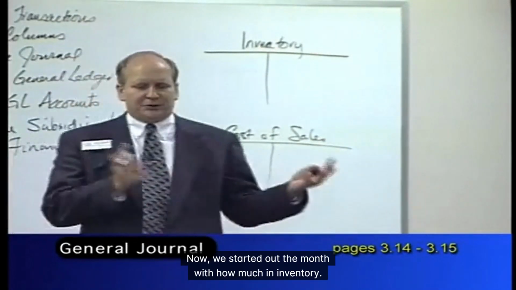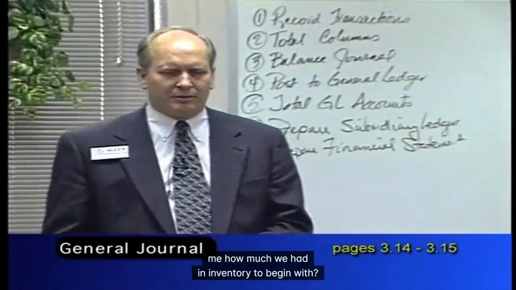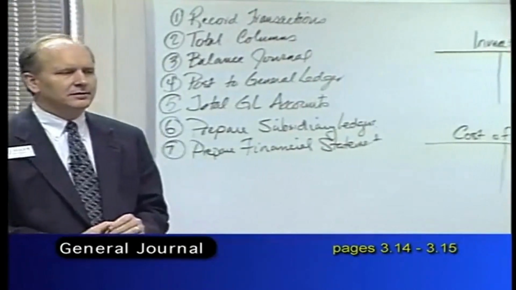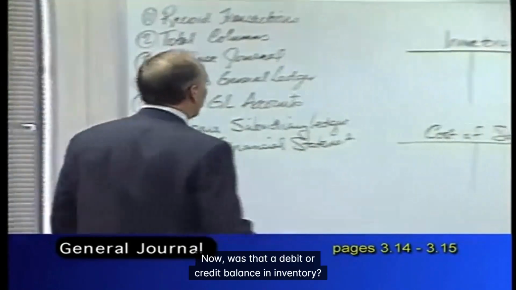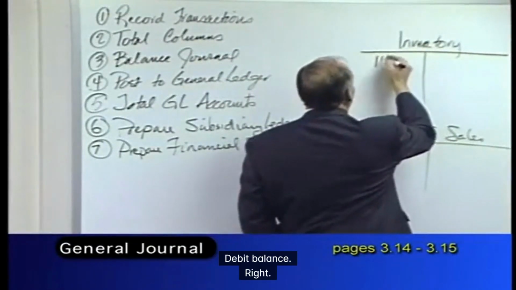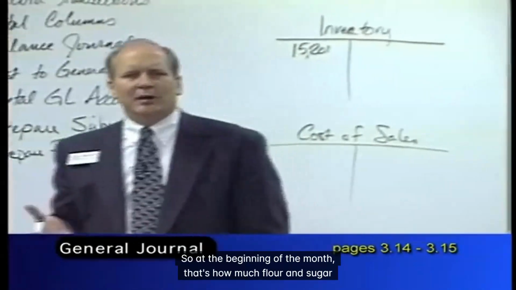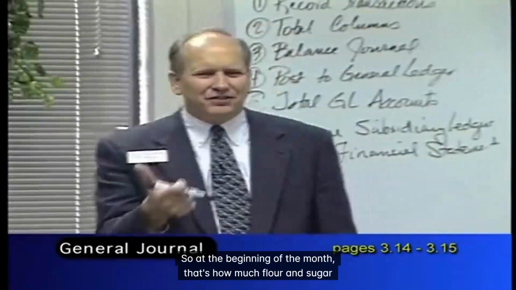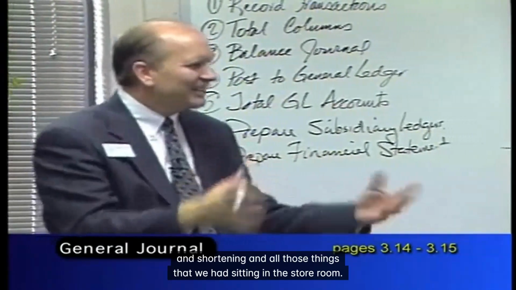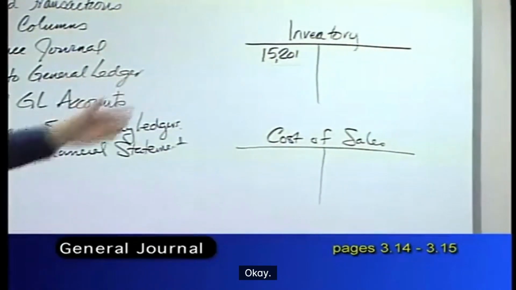Now, we started out the month with how much in inventory? Can somebody look that up for me and tell me how much we had in inventory to begin with? 15,201. Okay, was that a debit or credit balance in inventory? Debit balance, right? 15,201. So at the beginning of the month, that's how much flour and sugar and shortening and all those things that we had sitting in the storeroom. That was the value of them right there, okay?